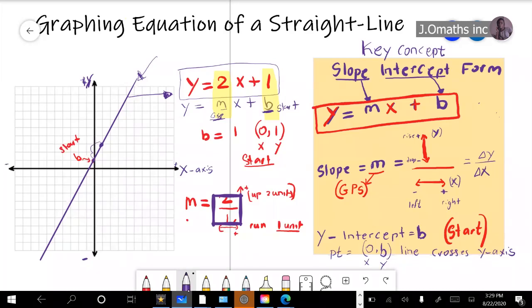And you can plot multiple points using the same direction. Our direction is rise 2 and run 1. So from this point, we can go 1, 2, and run 1. That's another point, and all those points will fall on the line. We can try it again: 1, 2, 1 to the right. That's another point. So this is, in a simple way, how to graph or draw an equation of a straight line.